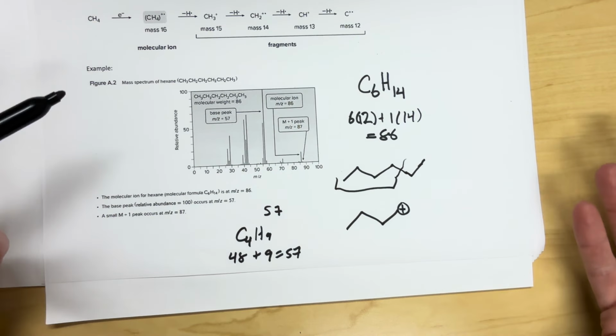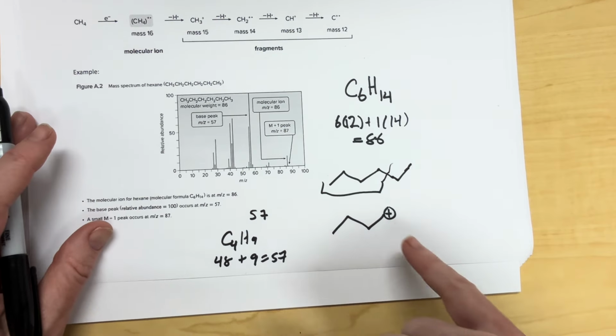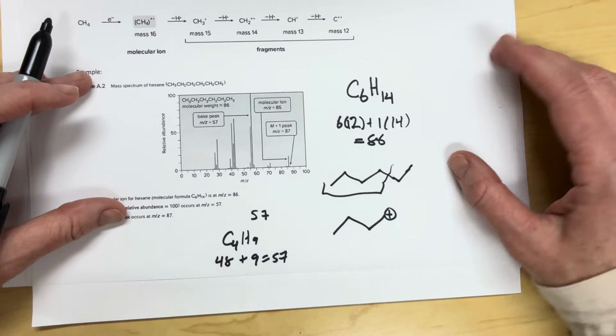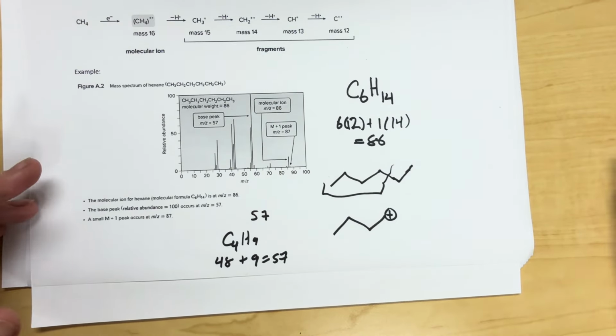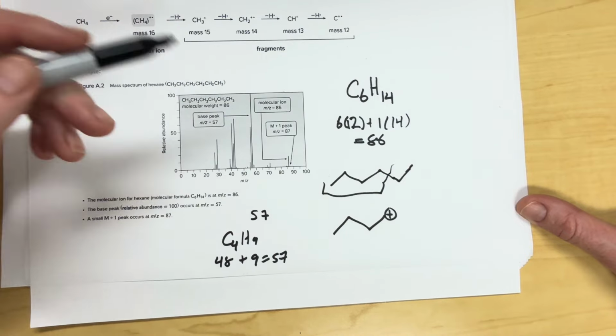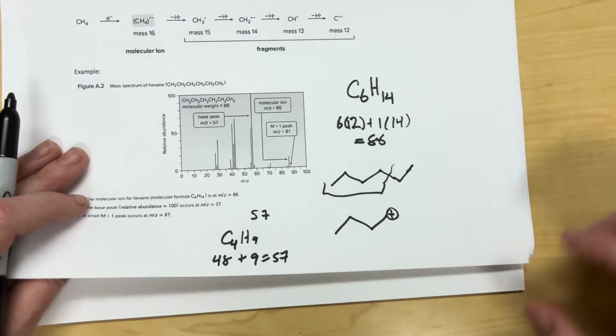All right, so overall, the main thing is I want you to understand M+1 peak is the mass of the molecule you're analyzing, +1. The molecular ion peak is the mass of the molecule you're analyzing, period. And the base peak is going to be generally the most abundant fragment, which is most often the most stable fragment.